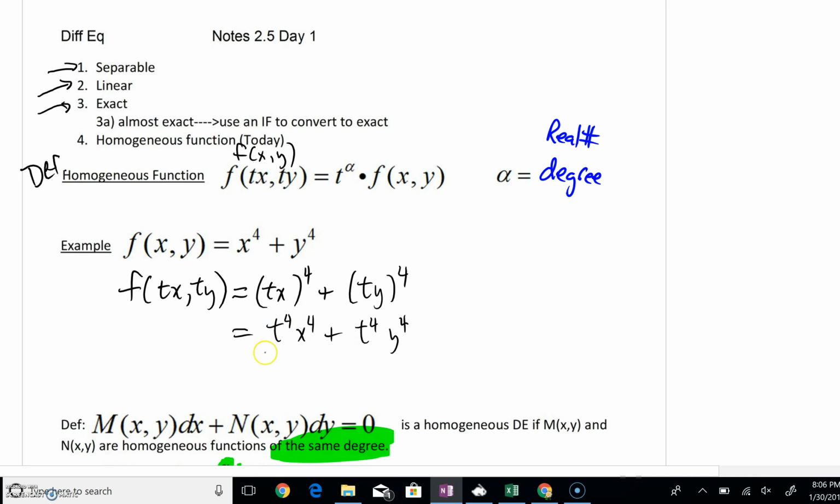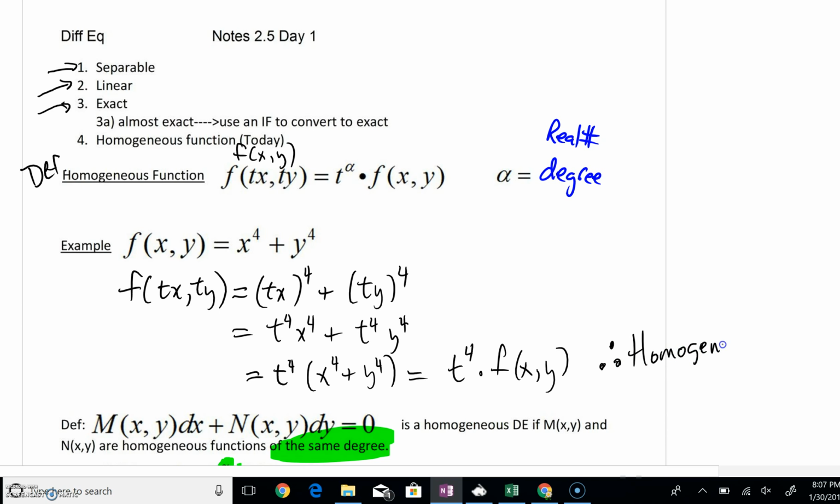But you can see that we have a t to the fourth in common, so I can factor out a t to the fourth, leaving us with x to the fourth plus y to the fourth. But that's really the same thing as saying t to the fourth times the original function. And right there, because I've shown that that substitution leads to t to a power times the function, this would be a homogeneous function.